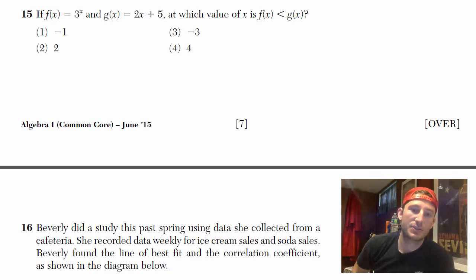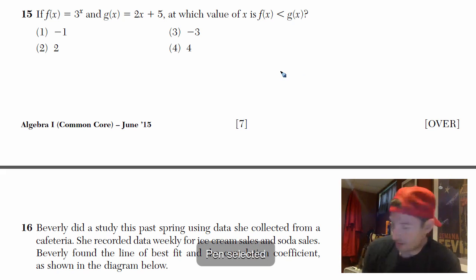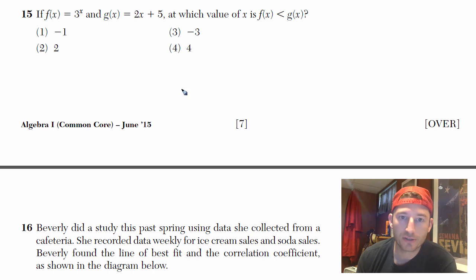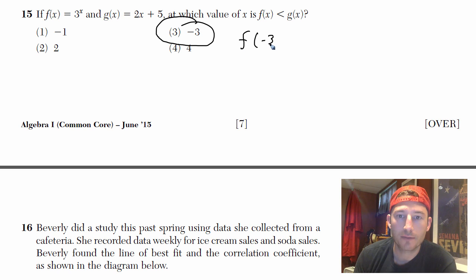All right, 15. F of x is 3 to the x and g of x is 2x plus 5. At what value is the g of x equation bigger? Or the other way to think about it, when is f of x smaller? So I'm just going to pick points here. And I'm going to cheat a little bit to save time, but I'm going to assume 3 is right. Let's test it. Actually, I don't know if that's right. I think it was. So we've got f of negative 3. So that means 3 to the negative 3.